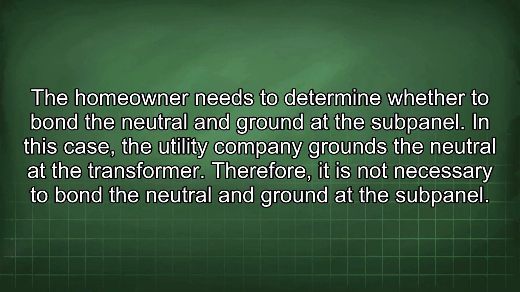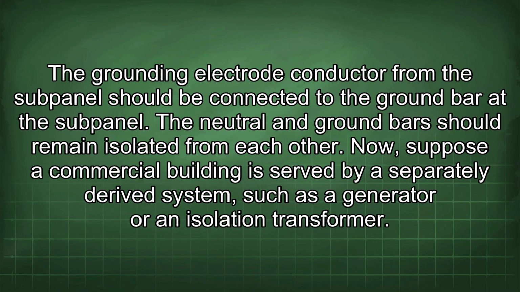In this case, the utility company grounds the neutral at the transformer. Therefore, it is not necessary to bond the neutral and ground at the subpanel. The grounding electrode conductor from the subpanel should be connected to the ground bar at the subpanel. The neutral and ground bars should remain isolated from each other.